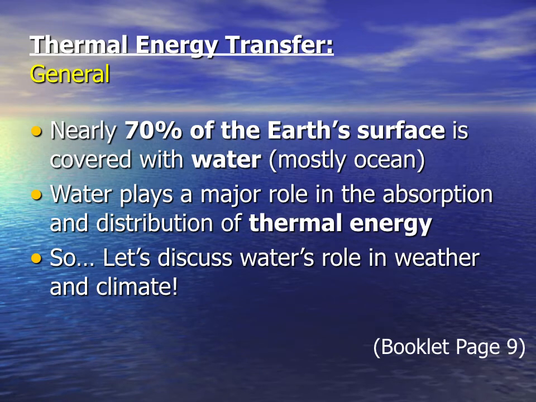Okay, so for starters, nearly 70% of the Earth's surface is covered with water. That's mostly ocean. So most of the Earth's surface is water. And water plays a major role in the absorption and distribution of thermal energy. So let's discuss water's role in weather and climate.